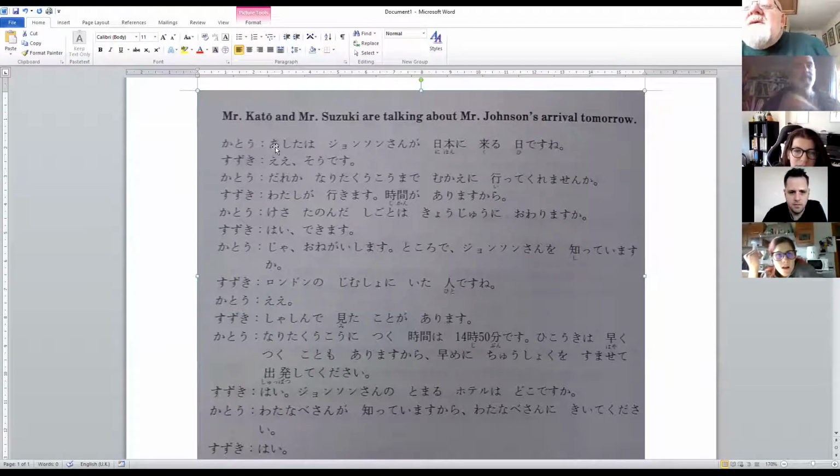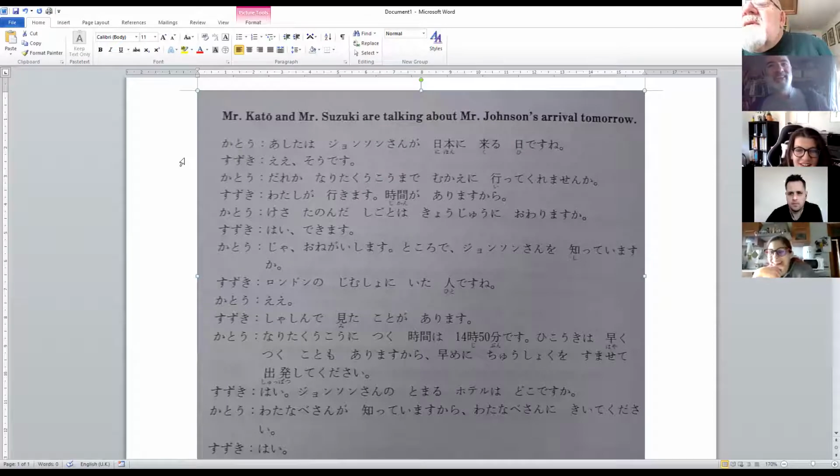Johnson is coming to Japan tomorrow. It's not exactly it. Well, tomorrow is the day that Johnson comes to Japan. Right, exactly. It's saying "ashita wa," so it's marking tomorrow as the subject. Effie, do you want to do the next two lines? Yeah, that's right.